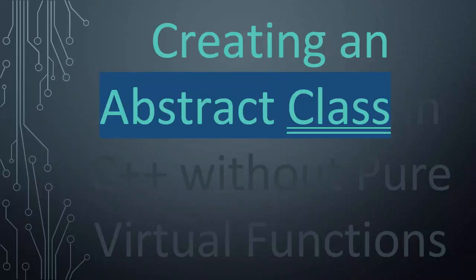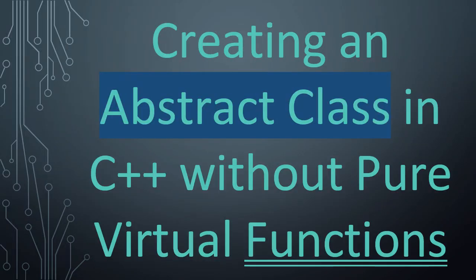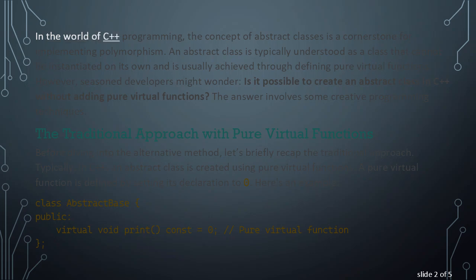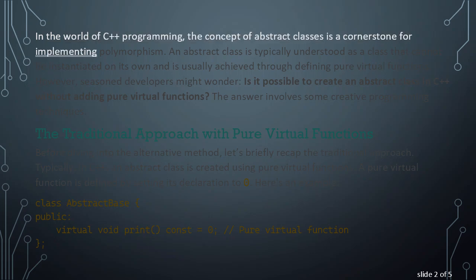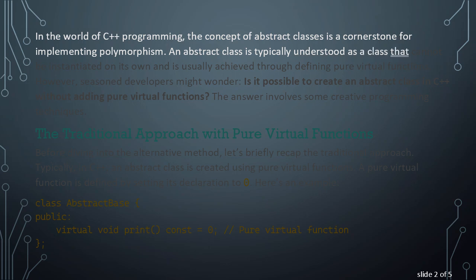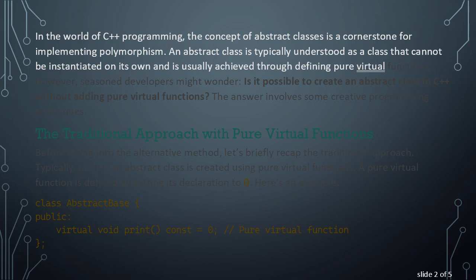Creating an abstract class in C++ without pure virtual functions. In the world of C++ programming, the concept of abstract classes is a cornerstone for implementing polymorphism. An abstract class is typically understood as a class that cannot be instantiated on its own and is usually achieved through defining pure virtual functions.